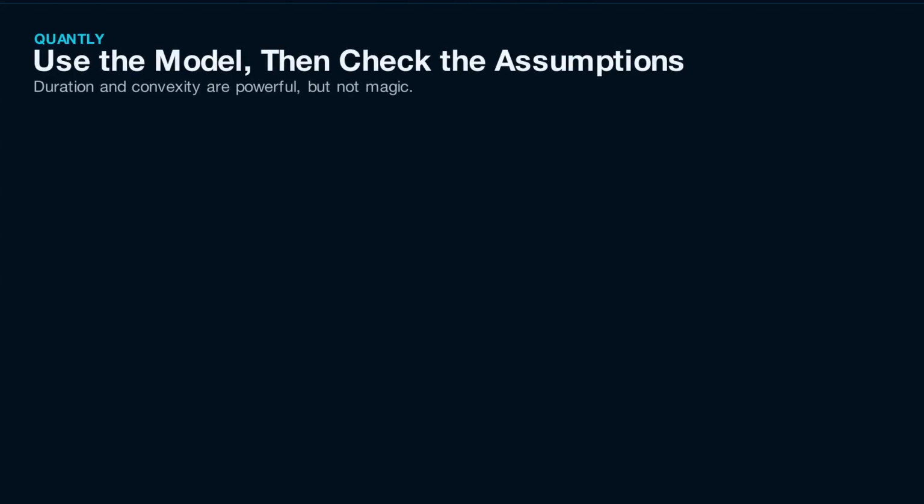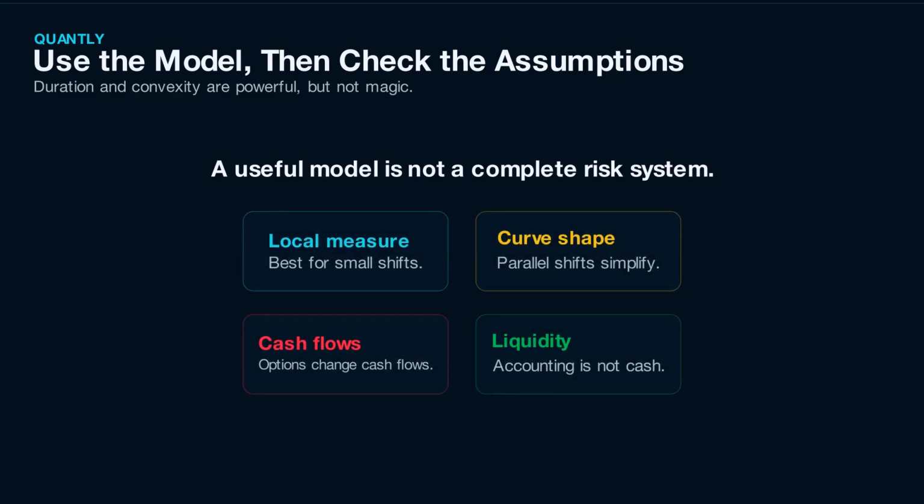Before drawing lessons, 4 things deserve honest statement. First, duration is a local approximation. It is strongest for small parallel yield curve shifts. Second, curve shape matters. Real curves steepen, flatten, and twist. Third, cash flows are not always fixed. Callable bonds and mortgage-backed securities can change the timing of payments. Fourth, accounting is not cash. A model can be useful and still fail if liquidity arrives before maturity.